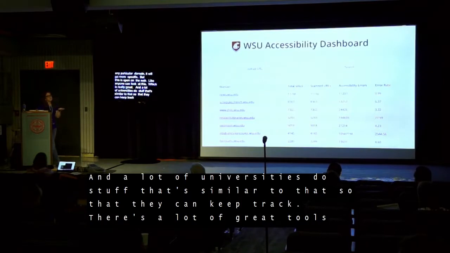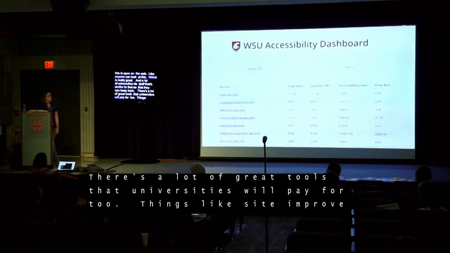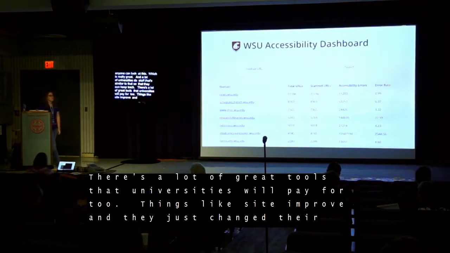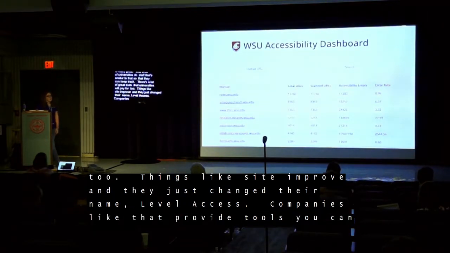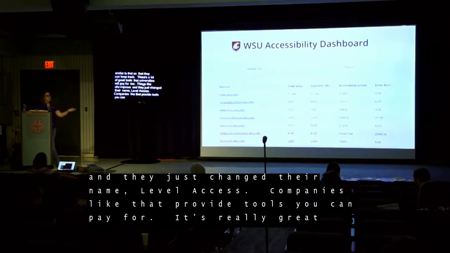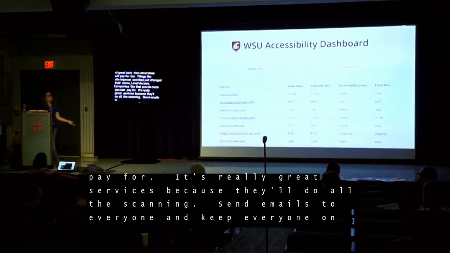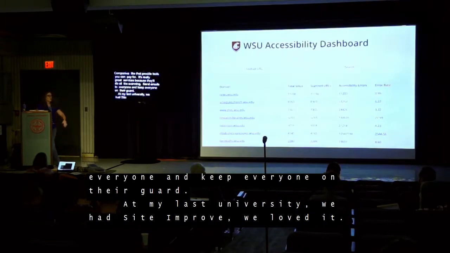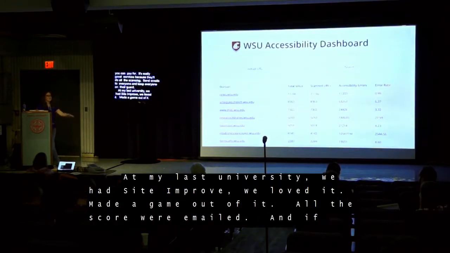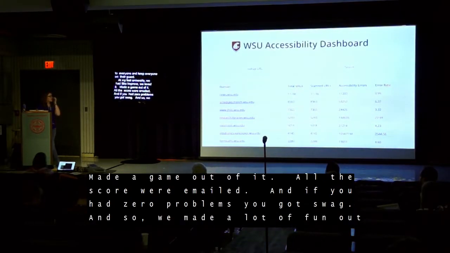There's a lot of great tools that universities will pay for too, things like Site Improve, and they just changed their name, Level Access. Companies like that provide tools you can pay for, and it's really great service because they'll do all the scanning, they'll send emails to everyone, they'll keep everyone on their guard. And at my last university, we had Site Improve, we loved it, we made a game out of it. All the scores were emailed, and if you had zero problems, you got swag. We made a lot of fun out of it, and in the end, everyone wins because we had more accessible content and websites.